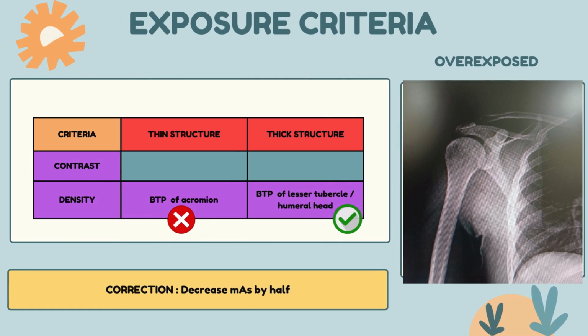If the radiograph is overexposed, the thin structure of the bony trabecular pattern of the acromion cannot be seen. However, the thick structure of the bony trabecular pattern of the lesser tubercle or humeral head can be well seen in the radiograph. This shows that the image is high in density. To correct the overexposed radiograph, one should decrease the mAs by half.